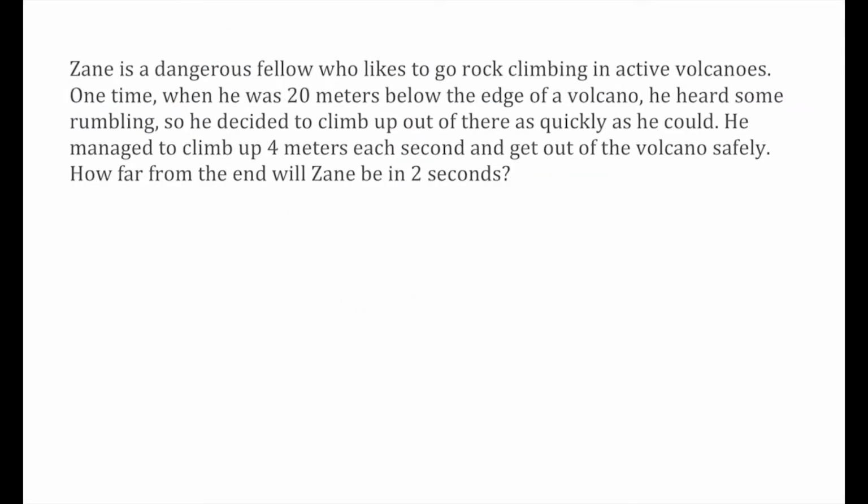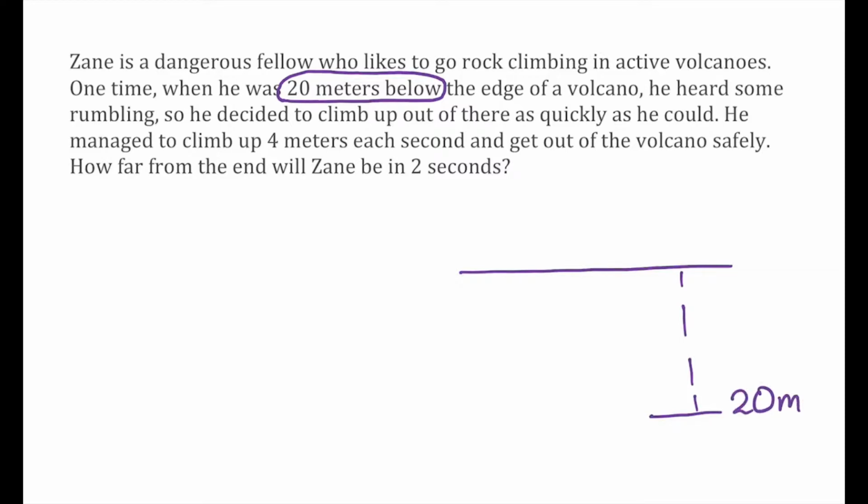So we have this dangerous fellow who likes to go rock climbing, and he starts 20 meters below the edge of the volcano. So if you remember when we were talking about positive and negative numbers, any level below would be negative. So at 20 meters below, we consider negative to be below. So that's where this person, Zane, started.